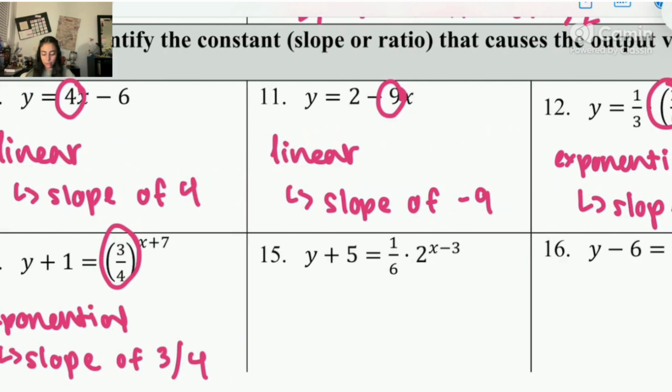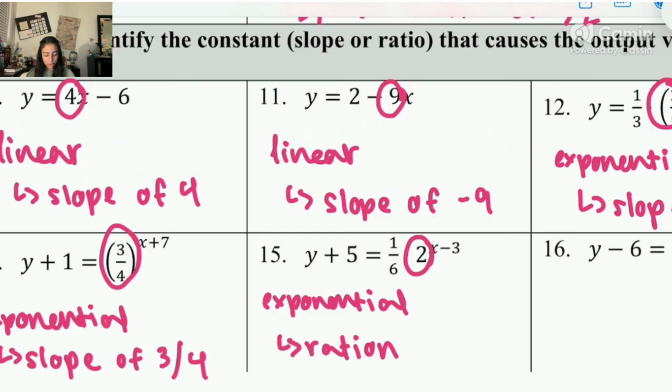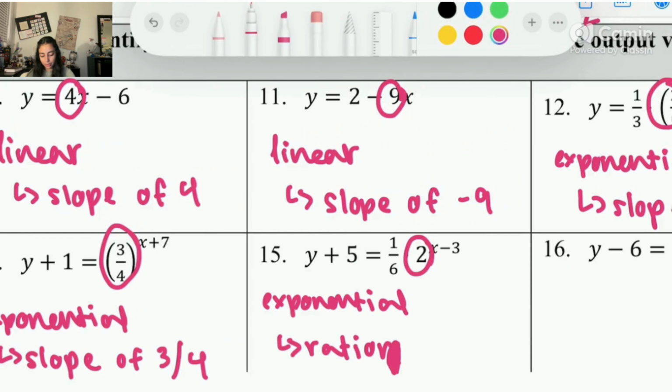15, also exponential, with this ratio of 2. Don't know why I keep writing ration. I think I'm a bit hungry today. I can't seem to erase it.